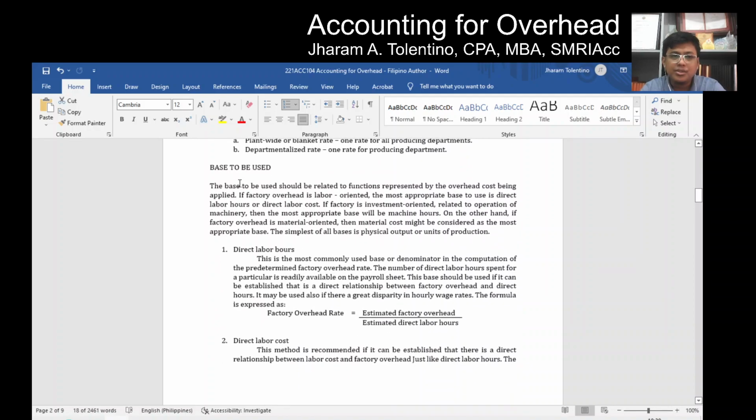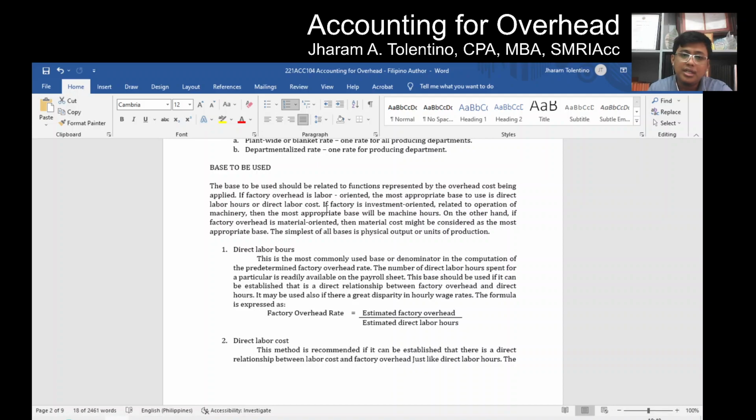So, base to be used. No? The base to be used should be related to the functions represented by the overhead cost being applied. If factory overhead is labor-oriented, the most appropriate base to use is the direct labor hours or direct labor cost. Kasi labor-oriented siya. Ano yung mga yan? Mga workshop yung mga yan. Yung mga workshop natin na gawang kamay, like halimbawa furniture shop, hindi naman masyadong gumagamit ng machineries yun. So, in order to allocate yung overhead na na-incur natin dun sa product we use, mga labor-oriented such as labor hours or the direct labor cost.